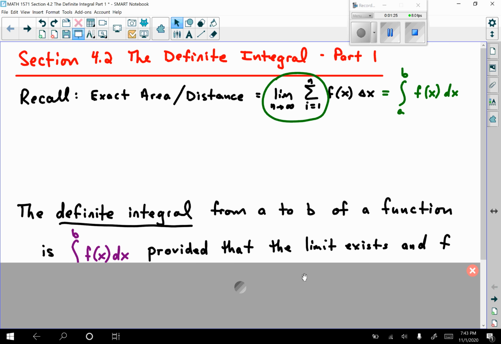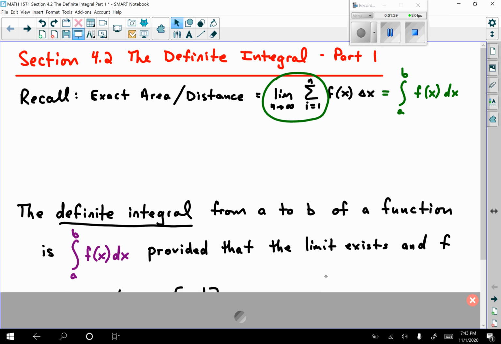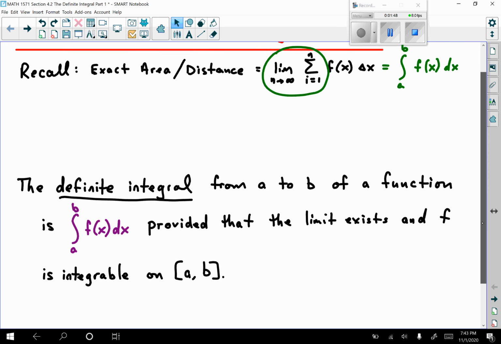The definition of a definite integral: if we're looking at the definite integral from a to b of a function, it is this integral notation, the integral from a to b of f of x dx, provided that the limit exists and that f is integrable, just like differentiable, meaning we're able to take the integral of it on the closed interval from a to b.